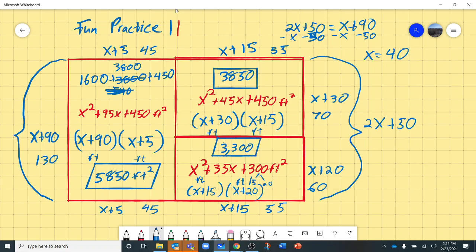And there you go. And then the area of the whole thing, which we could have added all of our areas up. And originally I wanted to try that, but it ended up not coming out very nicely. I was hoping everything would be divisible by 3, but it wasn't. If we add everything up, then the total area 5,850 plus 3,300 plus 3,850, total of 13,000 square feet.